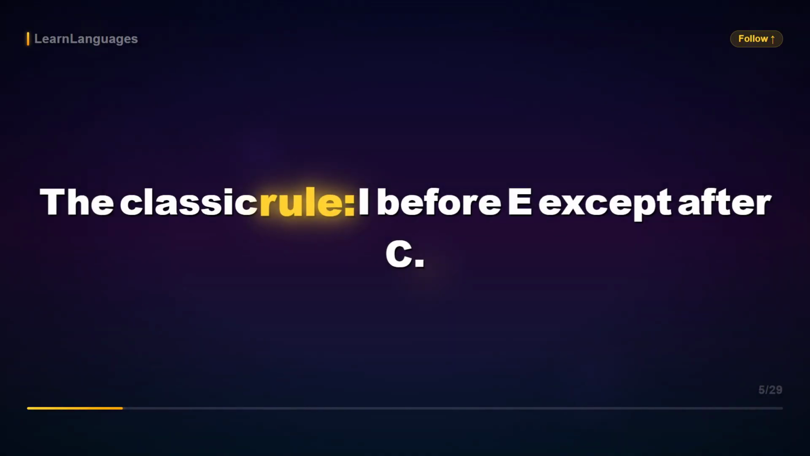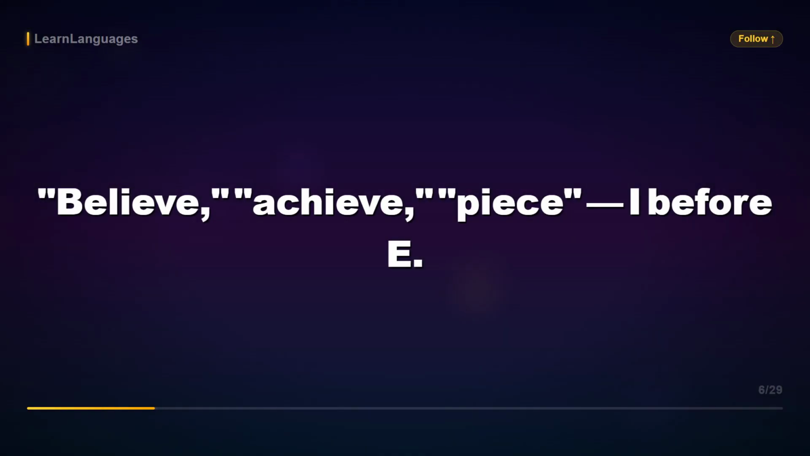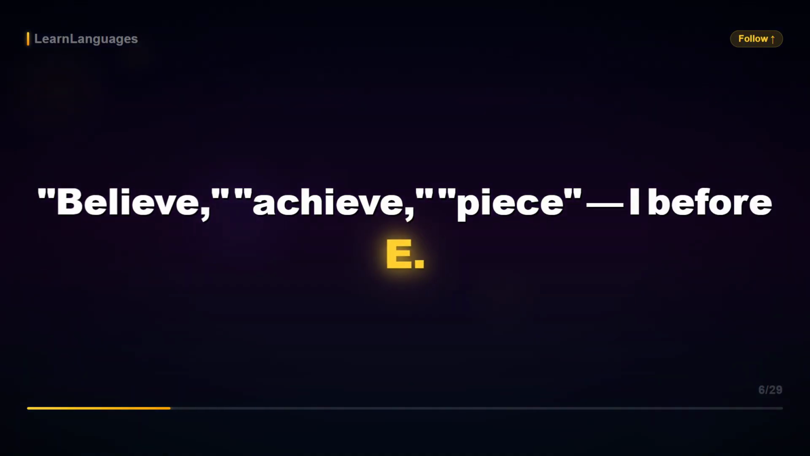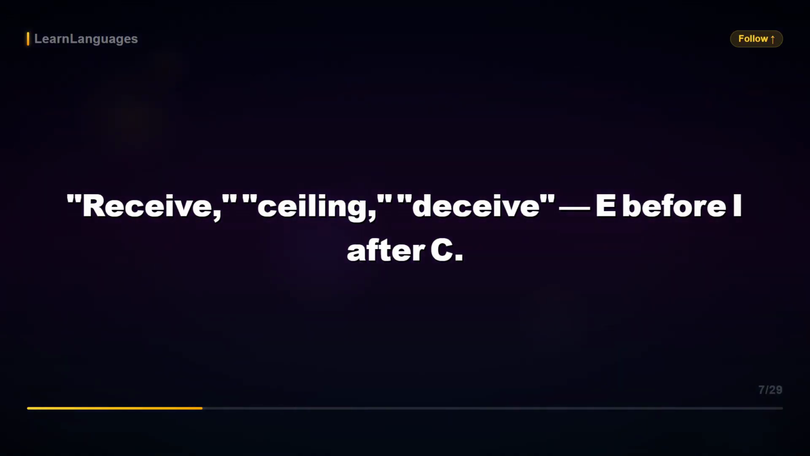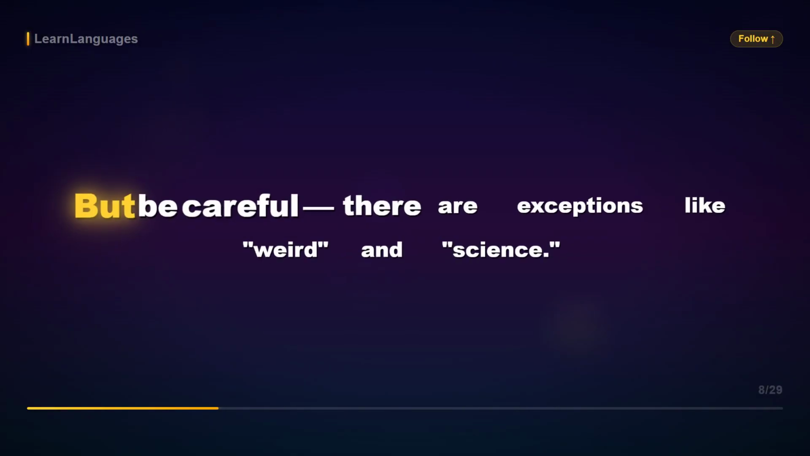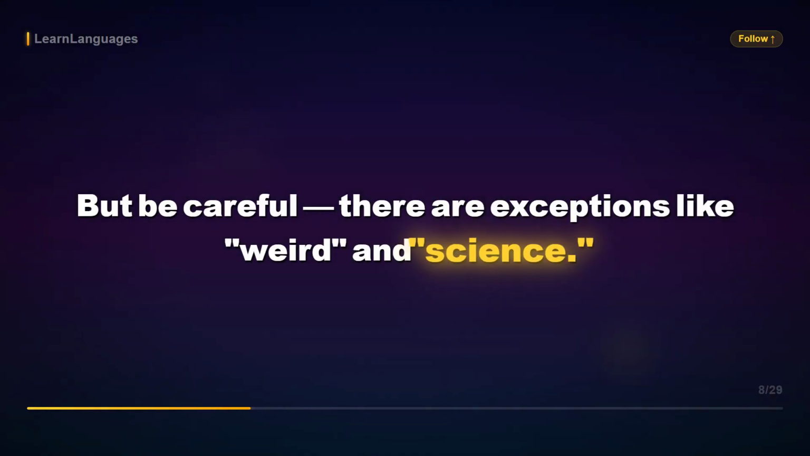The classic rule: I before E except after C. Believe, achieve, peace. I before E. Receive, ceiling, deceive. E before I after C. But be careful. There are exceptions like weird and science.